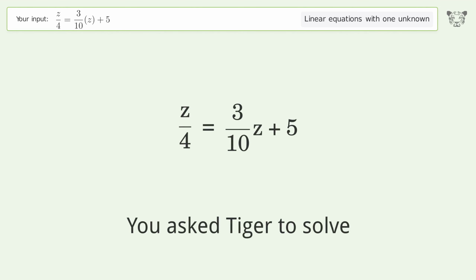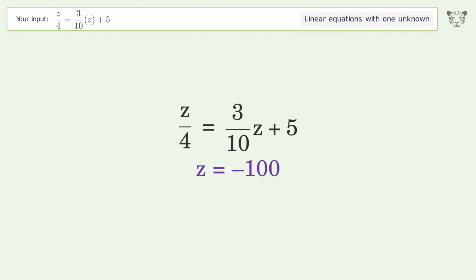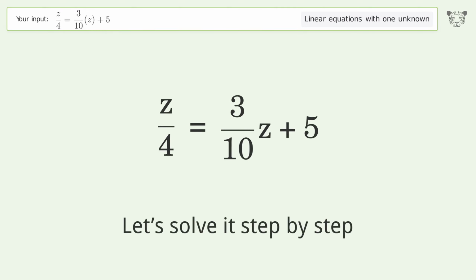You ask Tiger to solve. This deals with linear equations with one unknown. The final result is z equals -100. Let's solve it step by step.